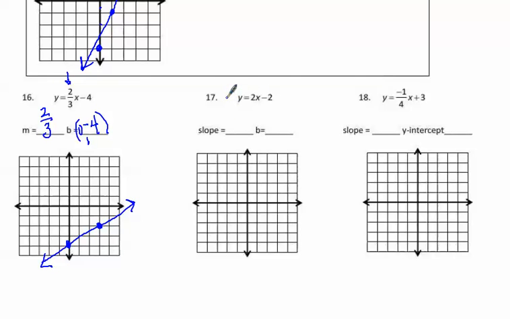Problem 17, y equals 2x minus 2. Your slope is the coefficient of your x. Your y-intercept is your constant of -2. Make sure it's in coordinate point form. So I'm going to start at my y-intercept of 0, -2. And again, if my slope is just a whole number, let's make it into a fraction by putting a 1 in the denominator. So I'm going to rise 2, run 1 to the right. So up 2, right 1, up 2, right 1.